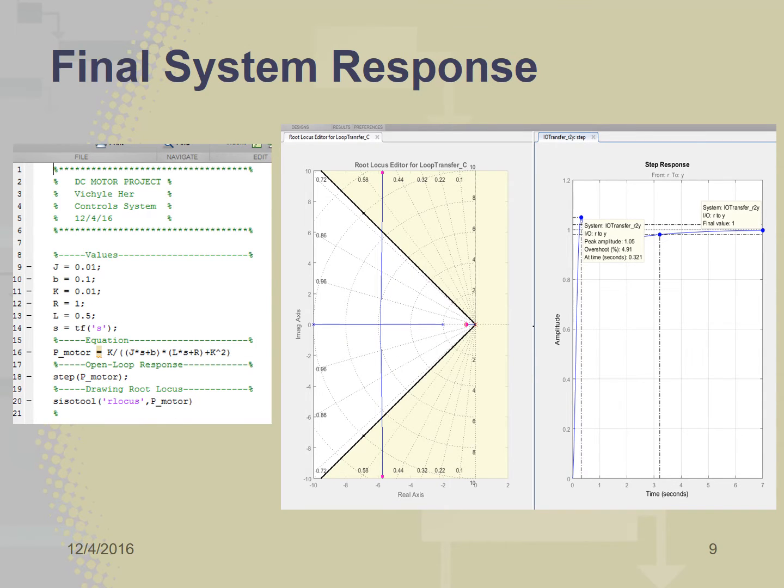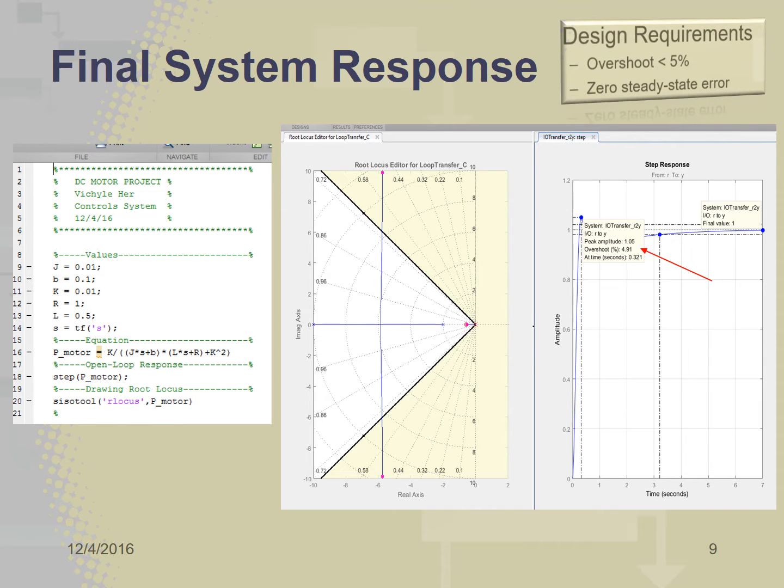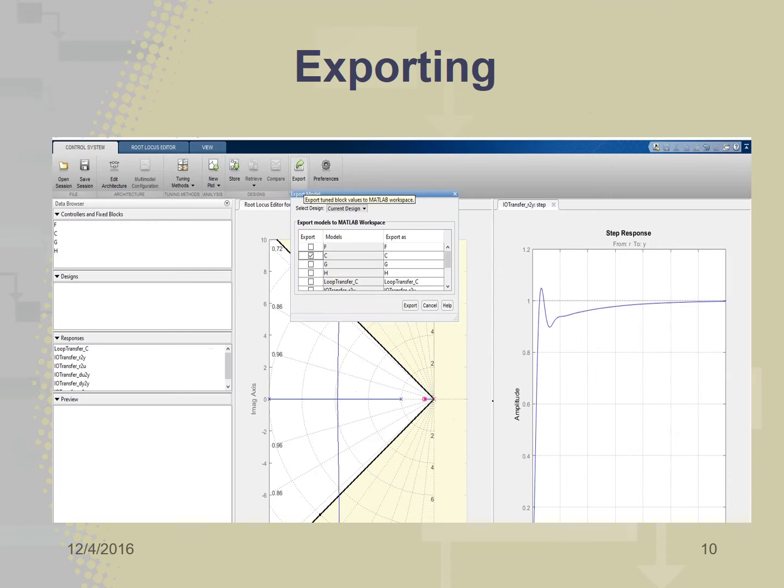The final system response shows that we have a percent overshoot of approximately 5%, with a zero steady state error, which is within the design requirements. Exporting will give you the given solution: 58.138 multiplied with S plus 0.6, all divided by S.